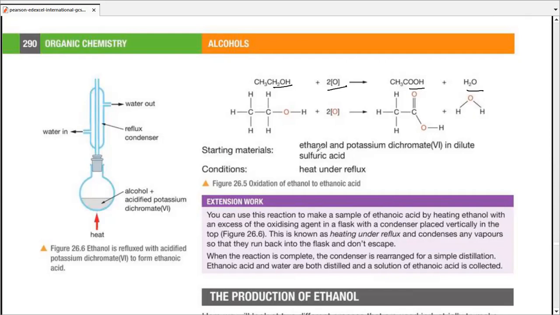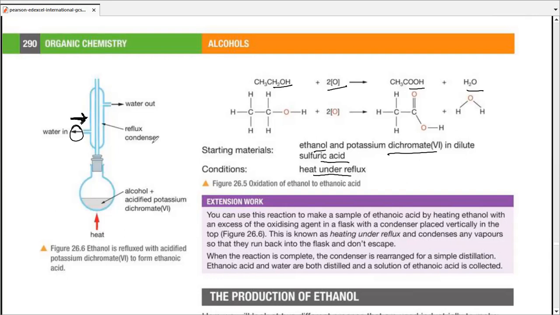So the starting material is ethanol with potassium dichromate 6. We also need dilute sulfuric acid. Conditions, we need to heat under reflux in order for this reaction to happen. This is a reflux condenser. Water goes in from one side, water goes out from the other. Actually, this arrowhead was supposed to be in this direction. This is a mistake by the book, so make sure you correct it. Water in goes towards in, not towards out. All right?